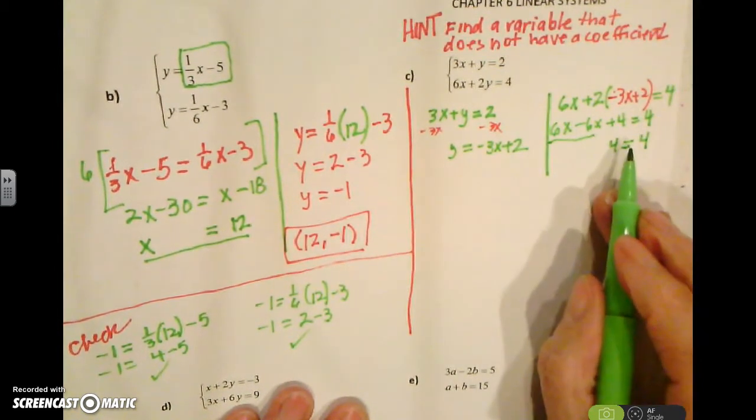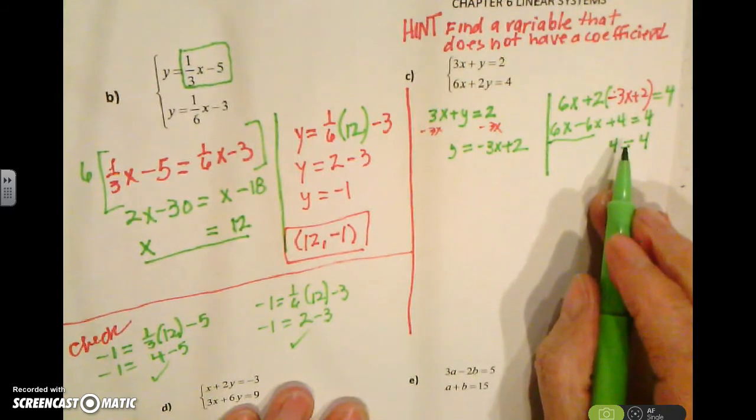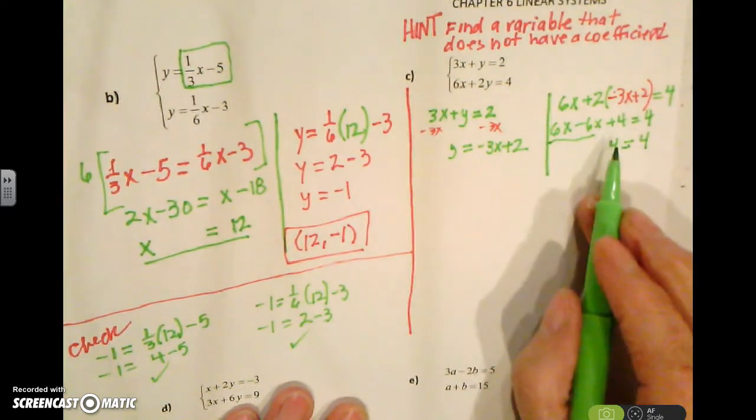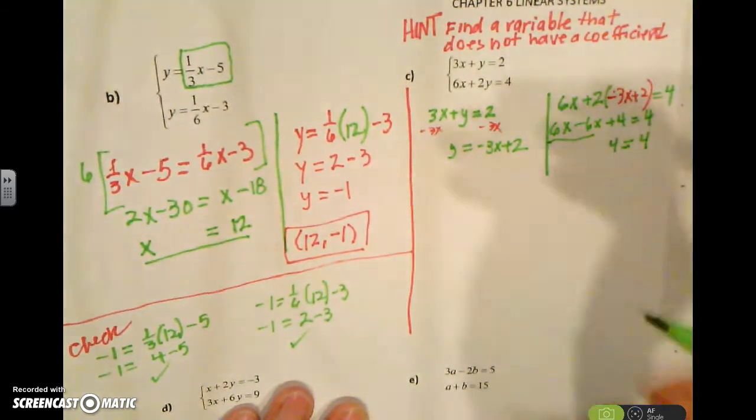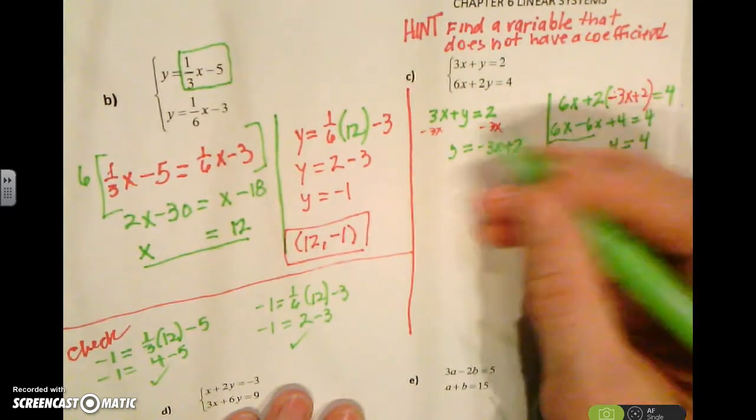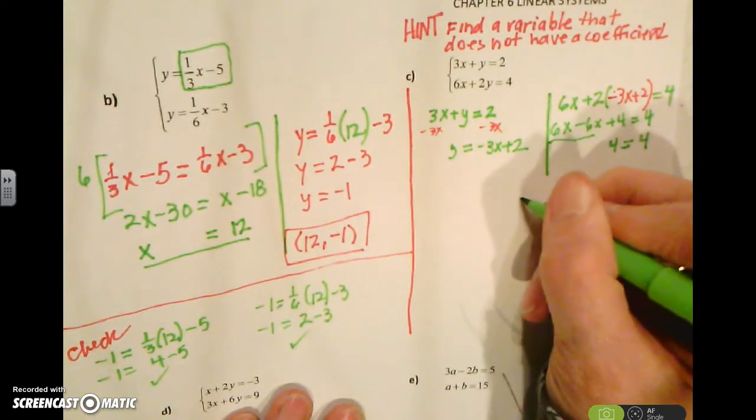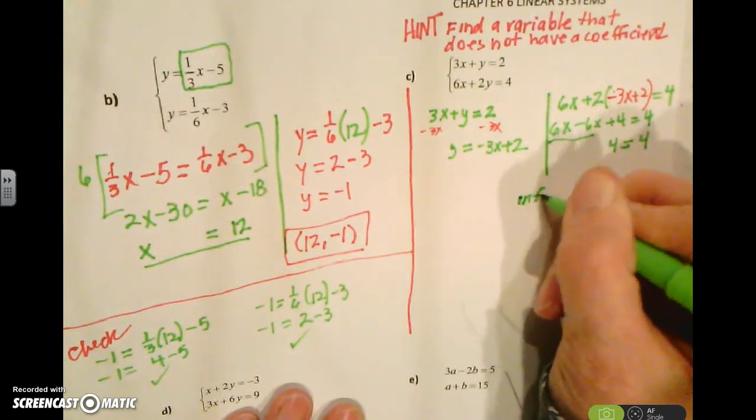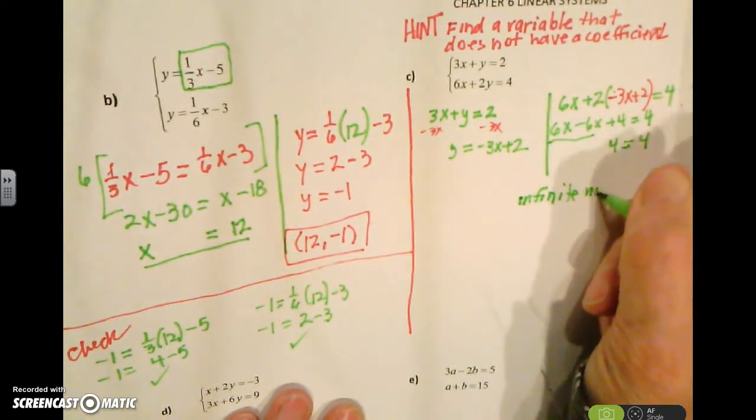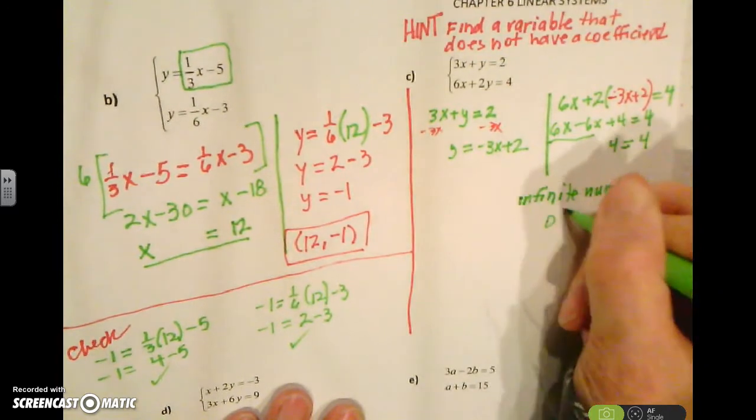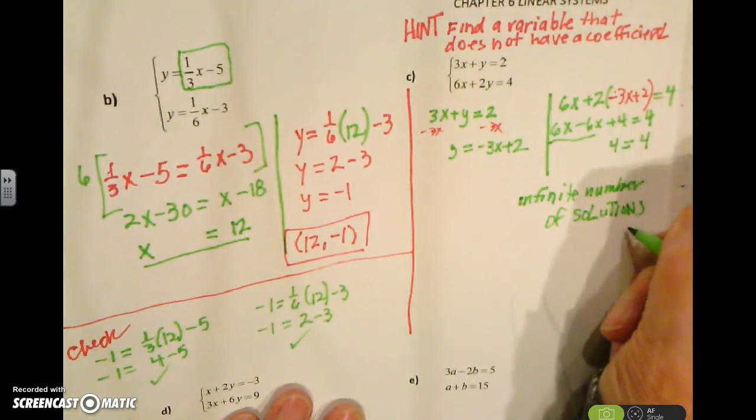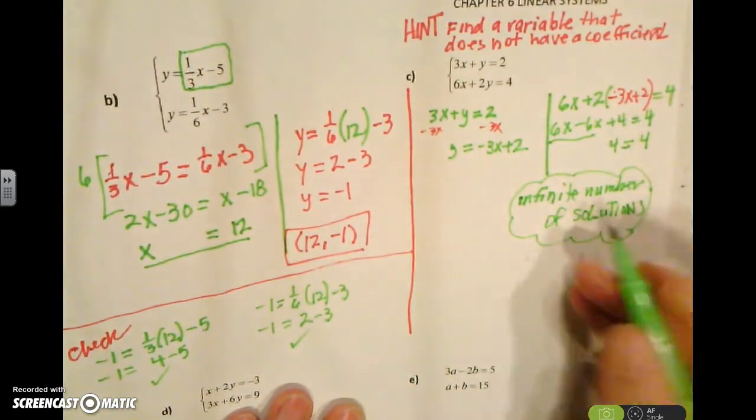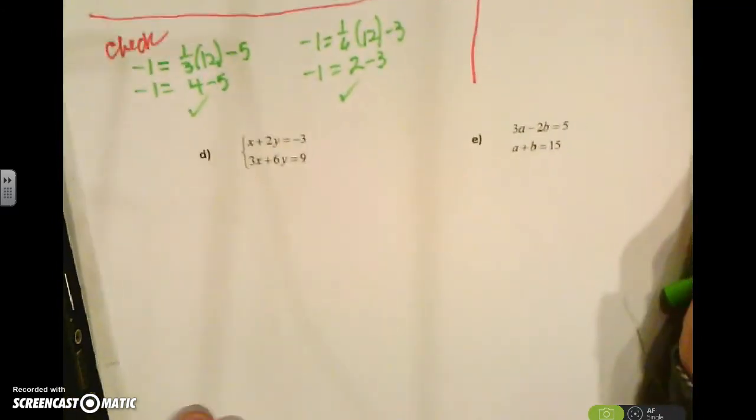So this is a situation where I couldn't solve for the variable x. So the answer there is no, I can't solve for x. But what I come up with is a true statement. And when I come up with a true statement, that means that these are the same lines actually, and the solution is going to be an infinite number of solutions. Remember that that does not mean all real numbers. Those are not the same thing. Infinite number of solutions.